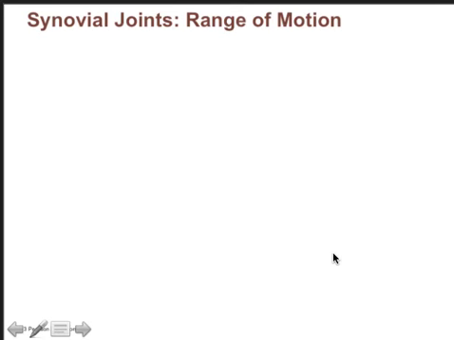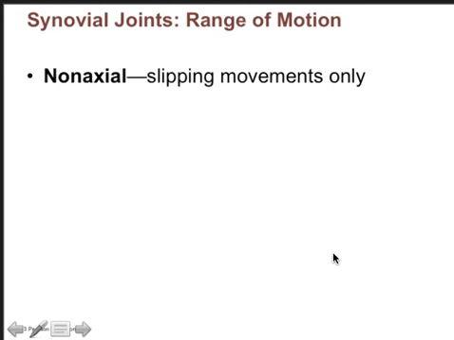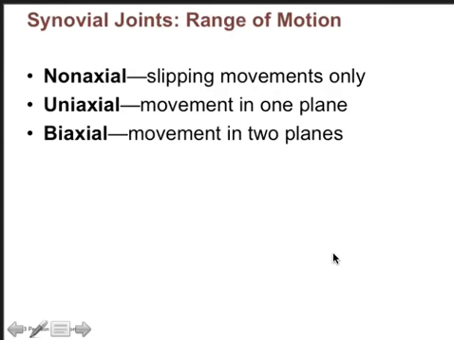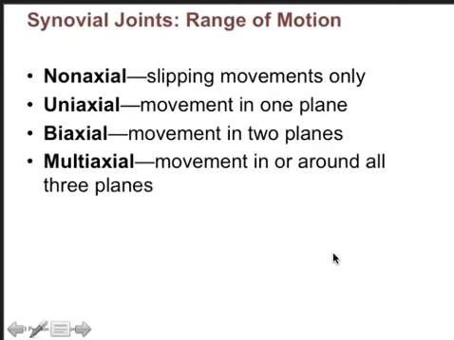Different synovial joints allow different ranges of motion. In a non-axial joint, we only allow sliding movements. A uniaxial joint will allow movement in a single plane, and a biaxial joint will allow movement in 2 planes, while a multiaxial joint will allow movement in or around all 3 planes. So let's look at each of these in detail.